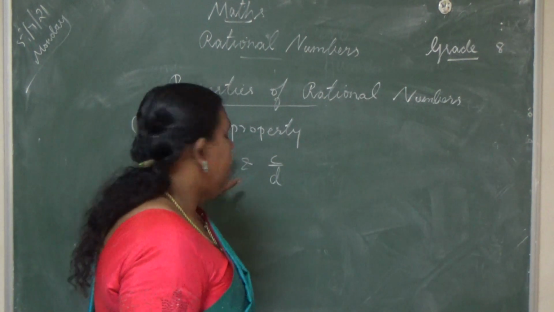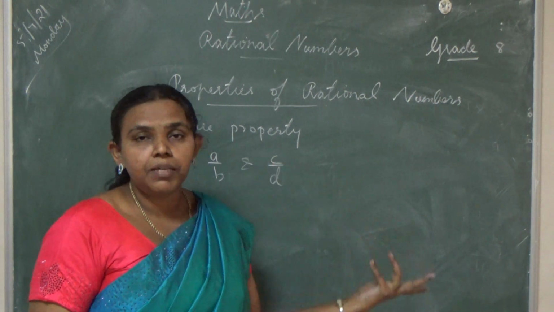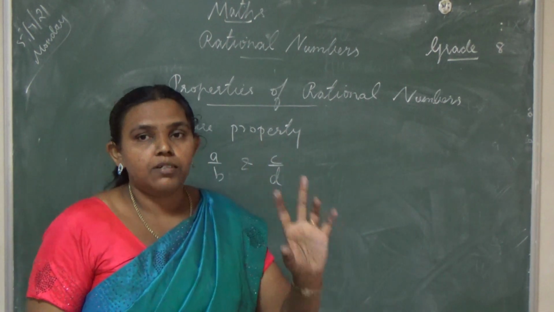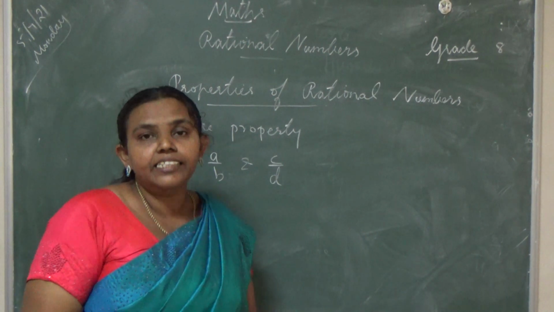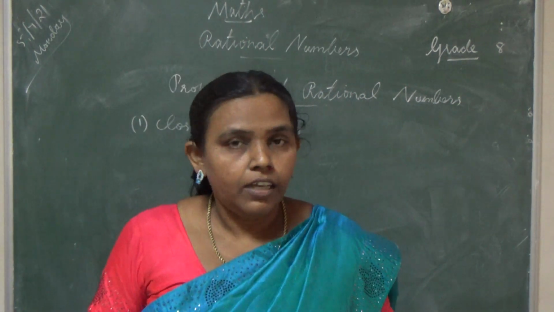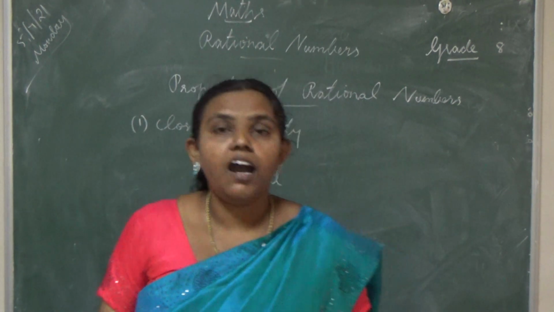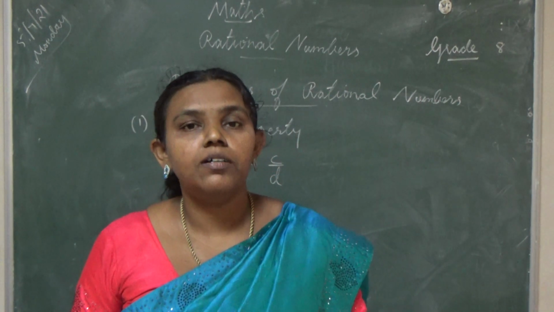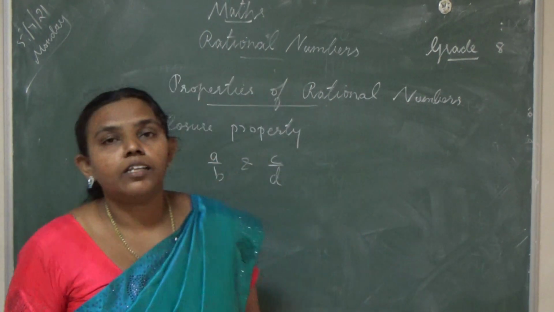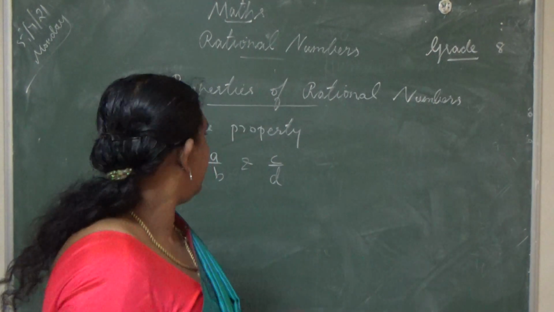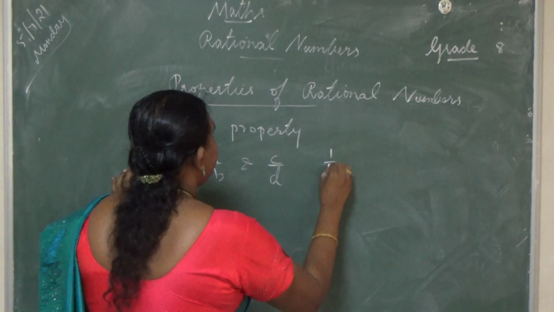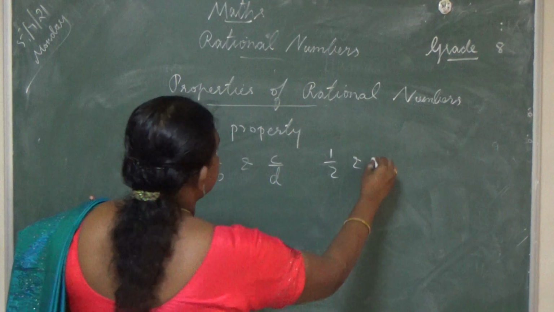Rational numbers means it is of the form P by Q or A by B. Just instead of P by Q I wrote A by B. That's all. If we have 2 rational numbers and we add them, we will get a rational number only. Closure property means if we add 2 rational numbers, we will get a rational number only. That is, rational numbers are closed under addition. Okay. So we will take 2 numbers, for example, 1 by 2 and minus 3 by 4.